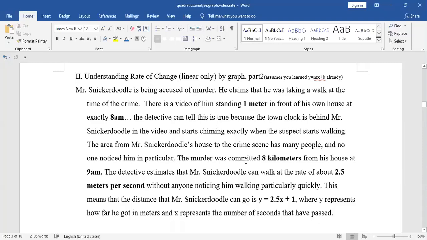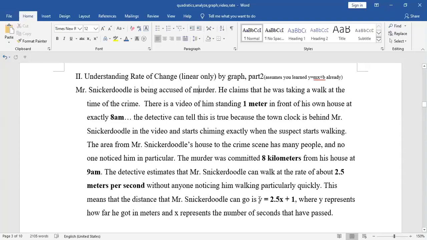The murder was committed 8 kilometers from his house at 9 a.m. The detective estimates that Mr. Snickerdoodle can walk at the rate of about 2.5 meters per second without anyone noticing him walking particularly quickly. This means that the distance that Mr. Snickerdoodle can go is y equals 2.5x plus 1, where y represents how far he got in meters and x represents the number of seconds that have passed.